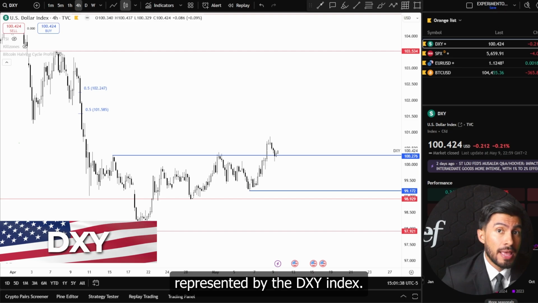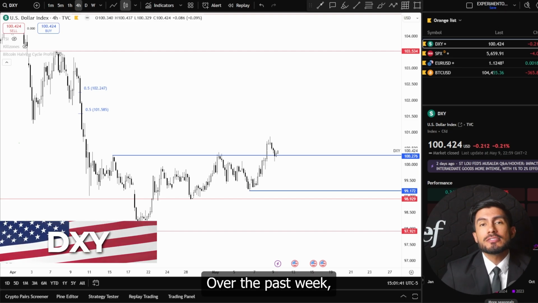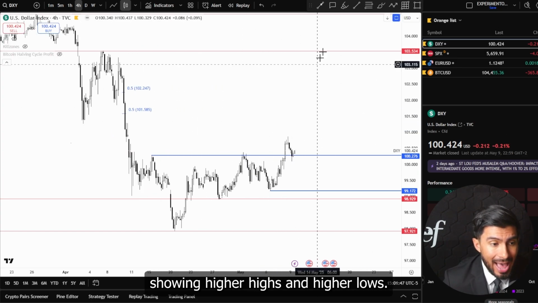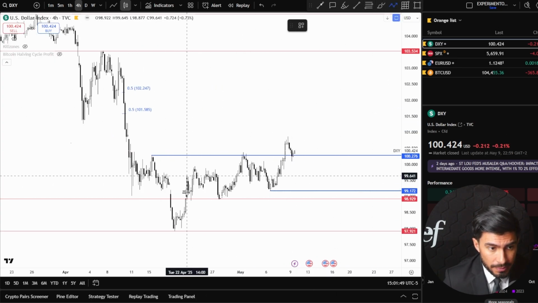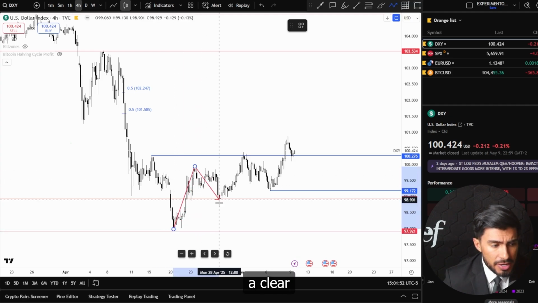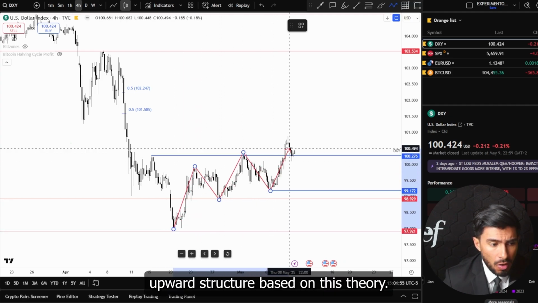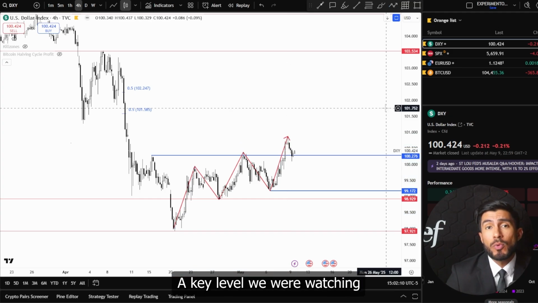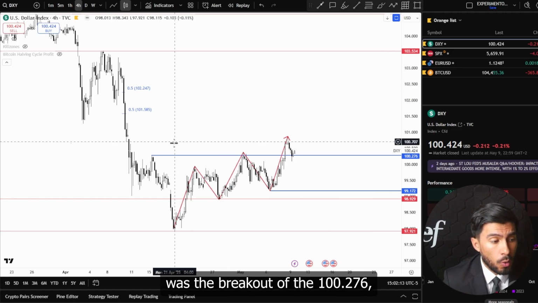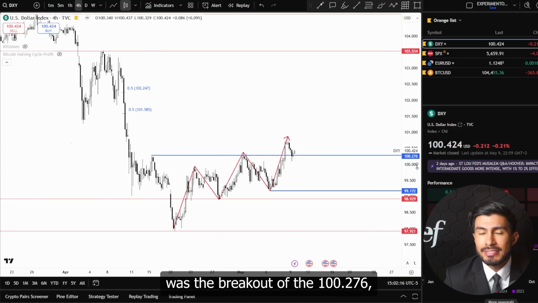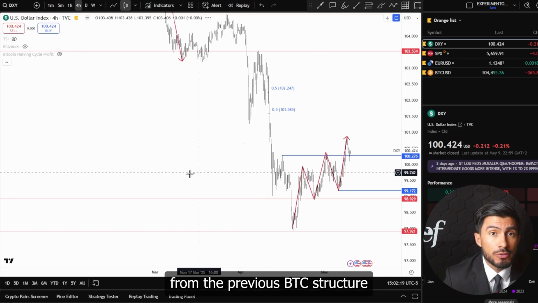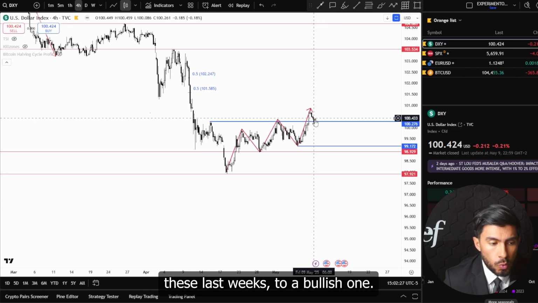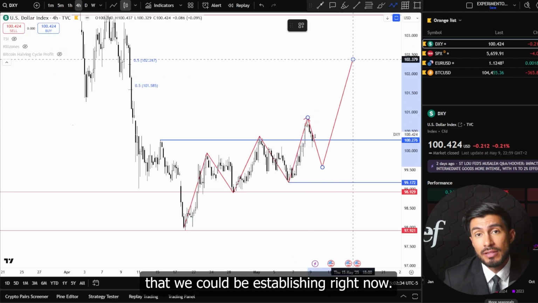We continue with the technical analysis of the assets, starting as always with the strength of the dollar represented by the DXY index. Over the past week, we've seen bullish movements with a structure showing higher highs and higher lows, as we can see here. A clear upward structure, and this suggests a possible upward trend. A key level we were watching was the breakout of the 100.276, which could signal a shift from the previous bearish structure that we have seen these last weeks to a bullish one, that is the one that we could be establishing right now.